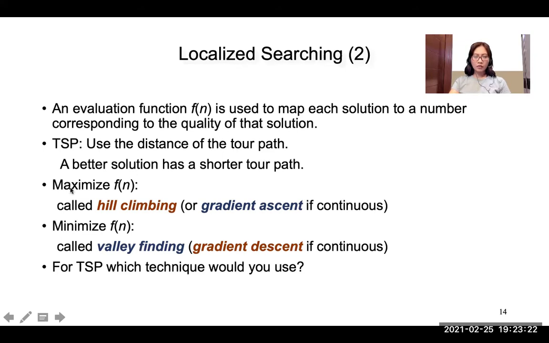So there are two ways to find the best solution. It can be either maximizing the function or minimizing the function. The one maximizing the function is called hill climbing, or gradient ascent in continuous data. And the one minimizing the function f of n is called valley finding, or gradient descent if continuous. So for TSP, we consider the problem as minimizing f of n.